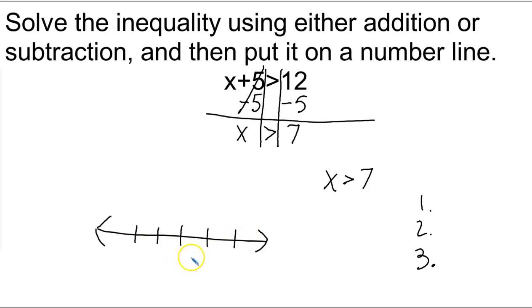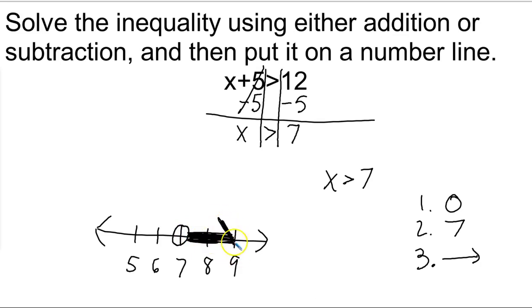Okay, we'll say 7, 8, 9, 6, 5. Okay, so we see there's no line, so it will be an open dot on the number 7, and the variable is on the left. The sign is pointing to the right, so my arrow will go to the right. So on a number line, using this information, we plot an open dot on number 7, and then make our arrow go to the right.